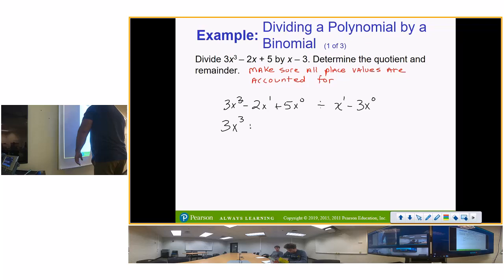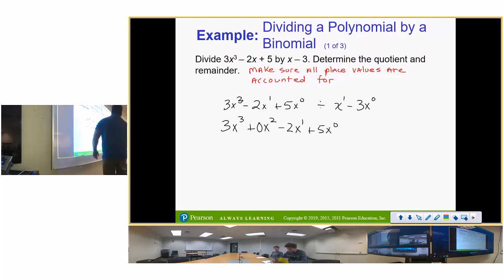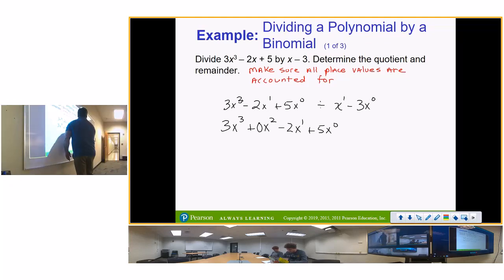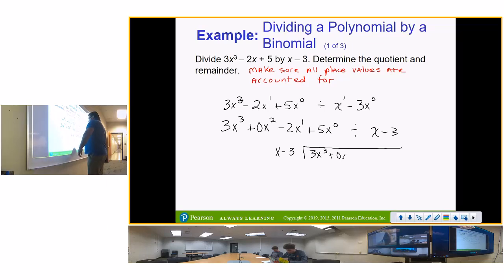3x to the third plus 0x squared minus 2x to the first plus 5x to the 0. Now, is anything missing now? So that's what we're going to use. Is anything missing here? 1 and 0. Anything missing? No, so it's good. So divide by x minus 3. Now I'm going to take off what I don't need, and we're going to divide. So, x minus 3 into 3x cubed plus 0x squared minus 2x plus 5. And now you are ready to divide.